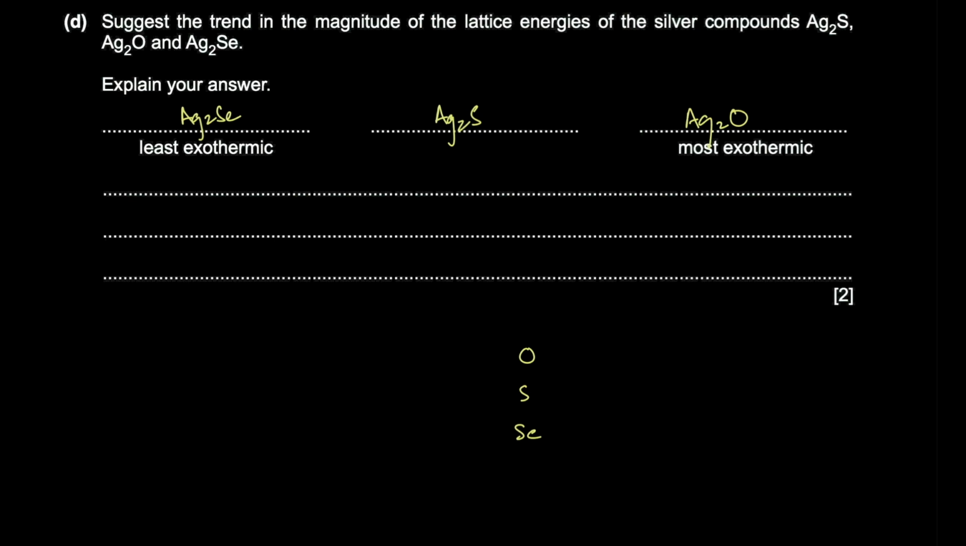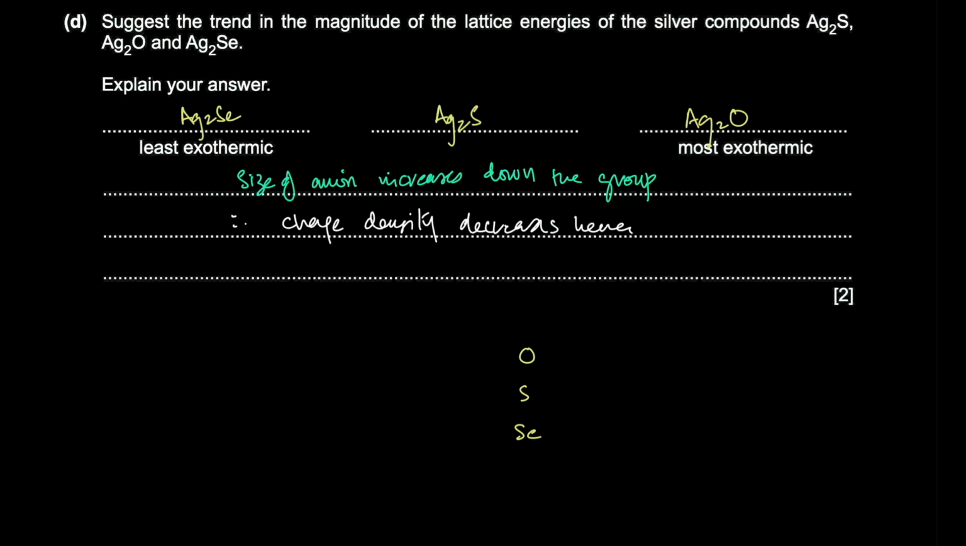The explanation is that down the group, the size of the anion increases. Therefore, the charge density decreases. Hence, the ionic bonds become weaker.